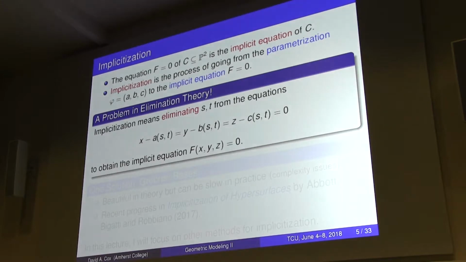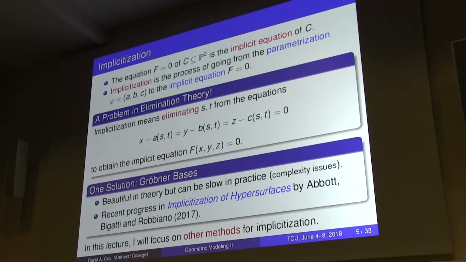Now, implicitization: the terminology is that the equation of the curve is called the implicit equation, and implicitization is the process of going from the parameterization to the implicit equation. And it's a problem in elimination theory because, when I think of this projectively, basically I want x to equal that, I want y to equal that, I want z to equal that, so I want all those to equal 0. And so basically I want to eliminate s and t to get the implicit equation.